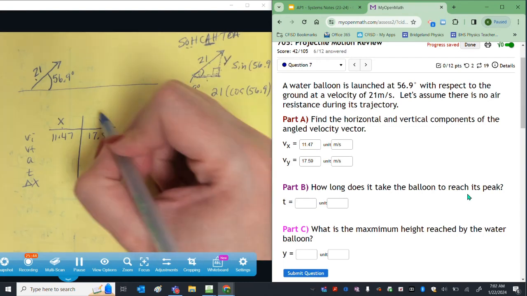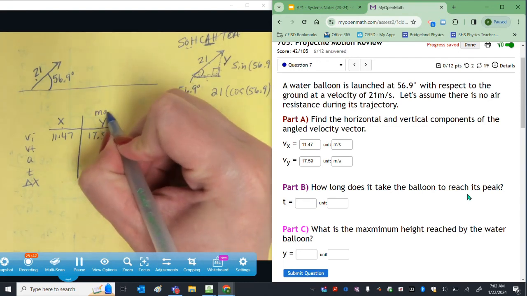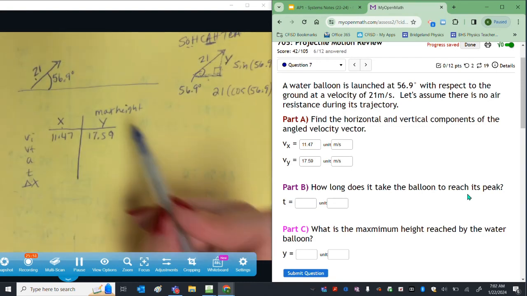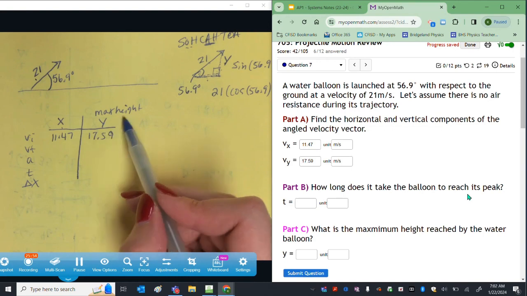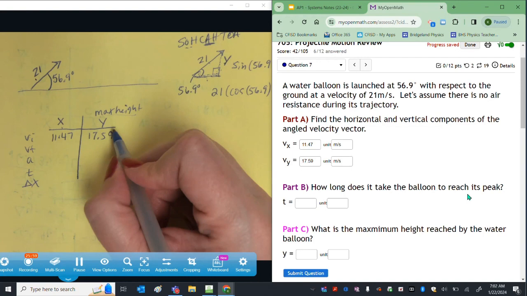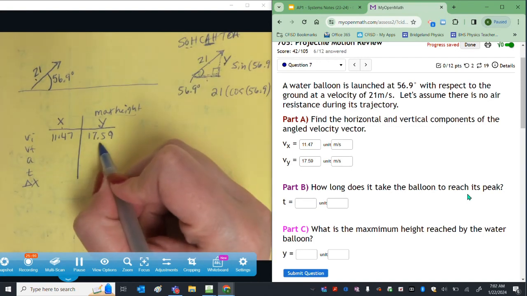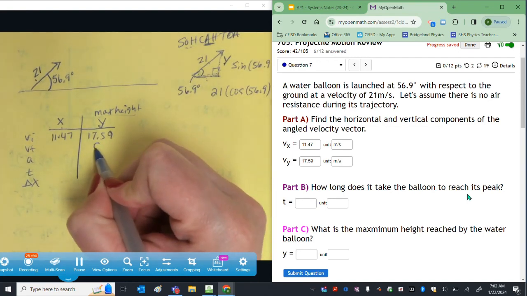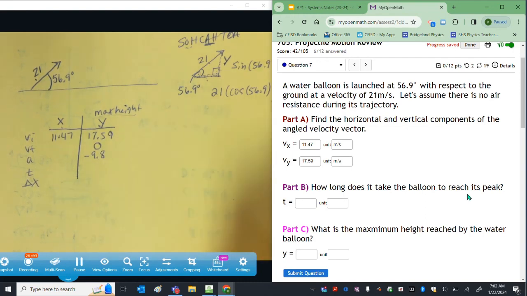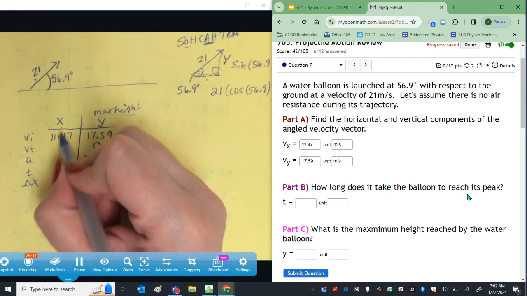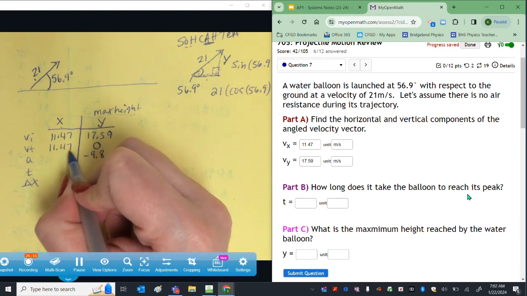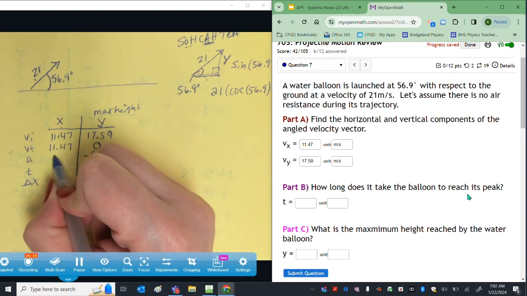So I can look at this to max height, just like I can look at it to impact for the Y direction. But I'm going to go ahead and do to max height because it's asking about the time to reach the peak. If I do that to max height, then I know my final velocity at max height vertically is 0. I also know my acceleration vertically is, due to gravity, negative 9.8. I know horizontally that my velocities are constant, so it's going to be the same, 11.47 meters per second, because my horizontal acceleration is 0.